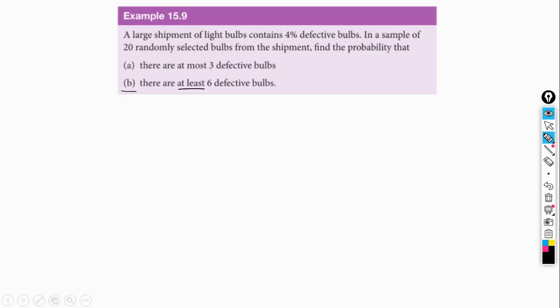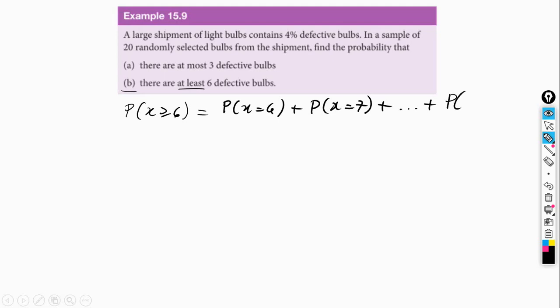So for part B, they want us to find the probability that there are at least 6 defective bulbs. So notice that this means the probability that X is greater than or equal to 6. But notice that this would be the probability that X equals 6 plus the probability that X equals 7 and so forth up until the probability that X equals 20. So this would be very tedious. It would be much easier to calculate the complement of this. In other words, 1 minus the probability that X is less than or equal to 5.